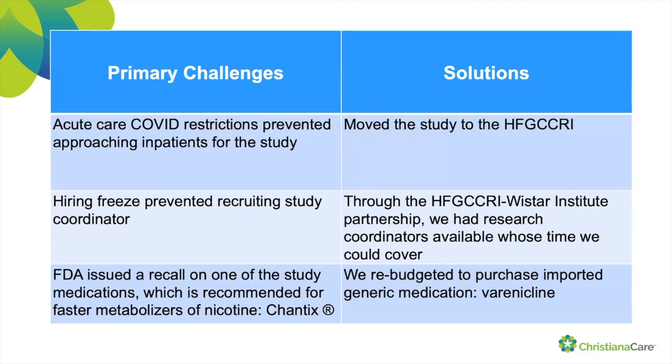So our primary challenges were that on the acute care side, COVID restrictions prevented us from approaching inpatients for the study. So I'm happy that I followed Dr. Virtue, and she shared with you a little bit about her work at the Helen F. Graham Cancer Center and Research Institute. We had a different set of COVID restrictions on the outpatient side and a really robust thoracic program that screens patients for smoking. So this proved to be an ideal location on the outpatient side where we can move the study.